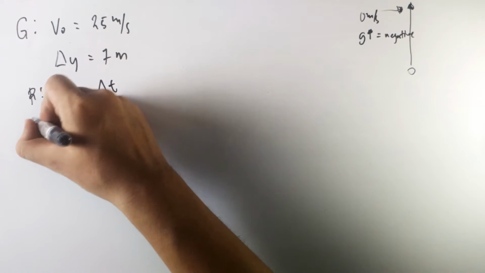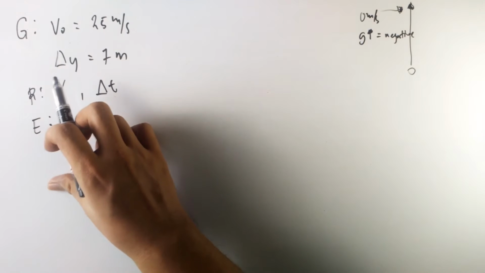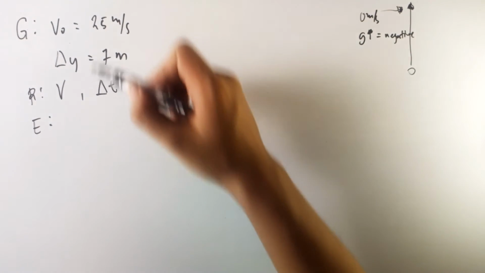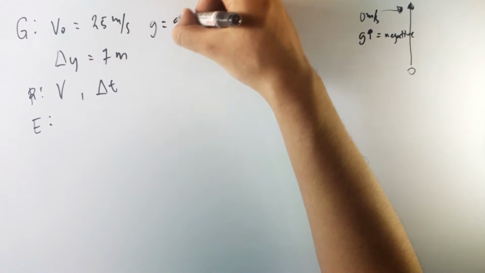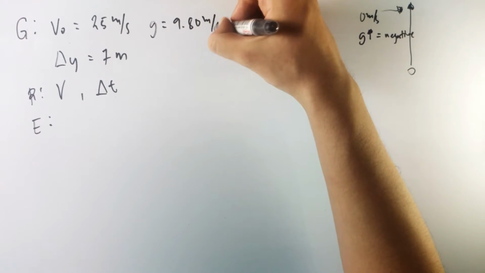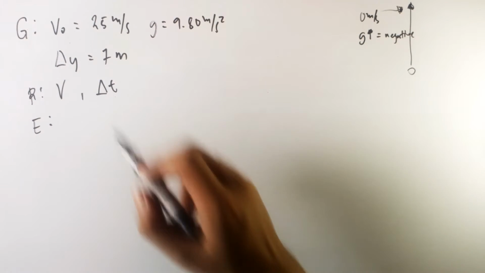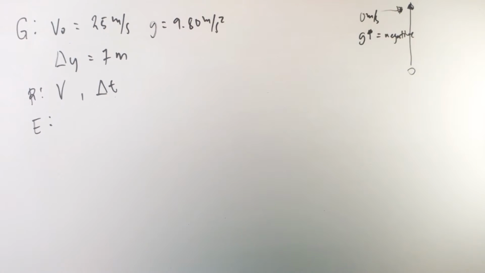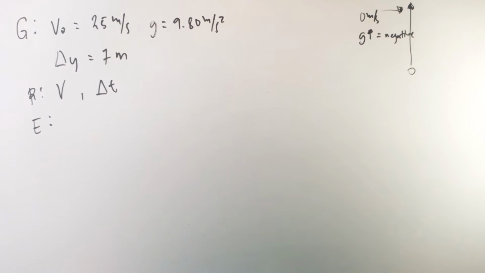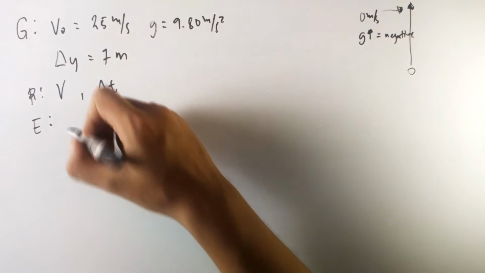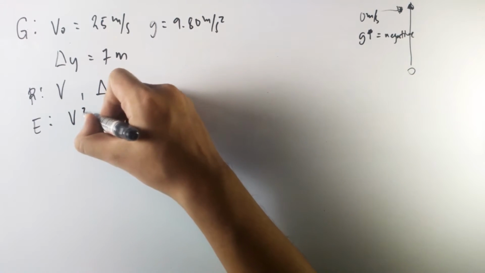So for the equation, first let's find the final velocity. So we have v sub o, we have delta y. Of course, don't forget your g, which is 9.8 meters per second squared. Okay, so we have four. So look at your table or guide for the equations, and you're going to see that the most appropriate equation to use will be this one.